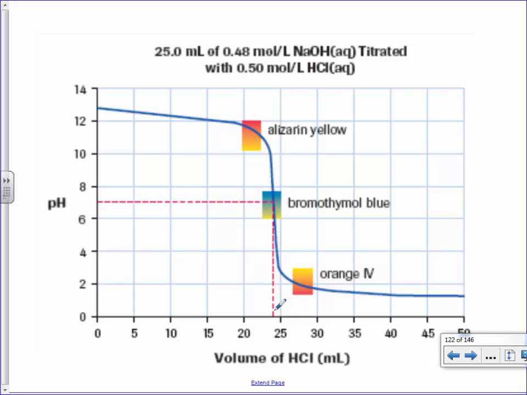Probably a better indicator to use would be bromothymol blue, which is probably the indicator you guys are going to be using when we do our lab final. When you guys do the back titration of a Tums tablet, we'll probably end up using bromothymol blue because of the fact that when we crush up the Tums tablet, you guys know what a Tums tablet looks like, right? We're not going to use the colored ones. We're going to use just a basic white one.